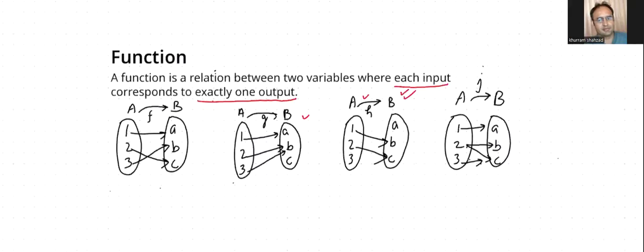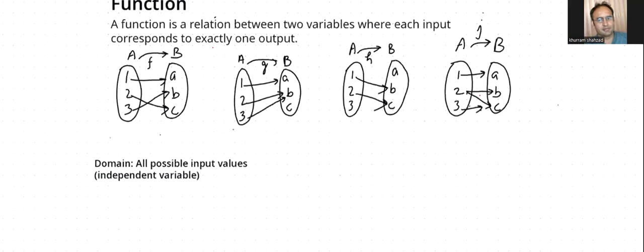This is another example of a relation from A to B. I have named it j. You can see that 1 has output a, 2 has outputs b and c. Since 2 has two outputs, this is not a function, because each input should have exactly one output. 2 has two outputs, this is b and this is c. So this is not a function from A to B.